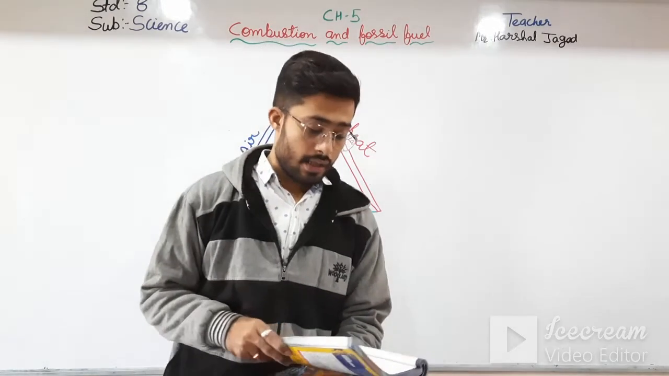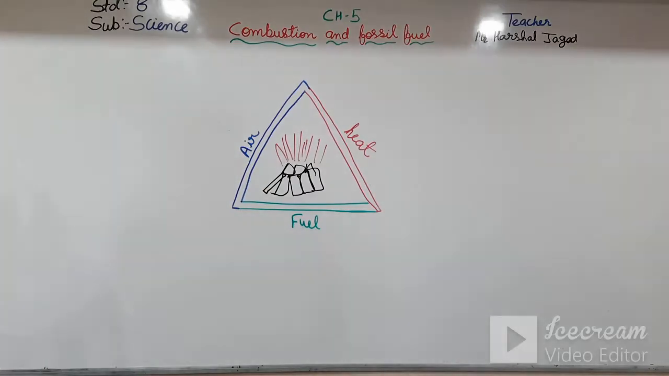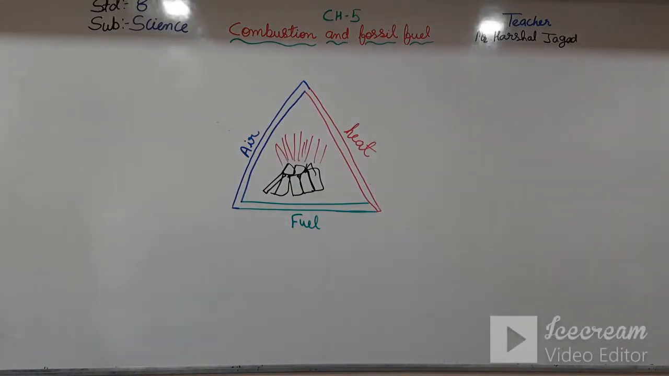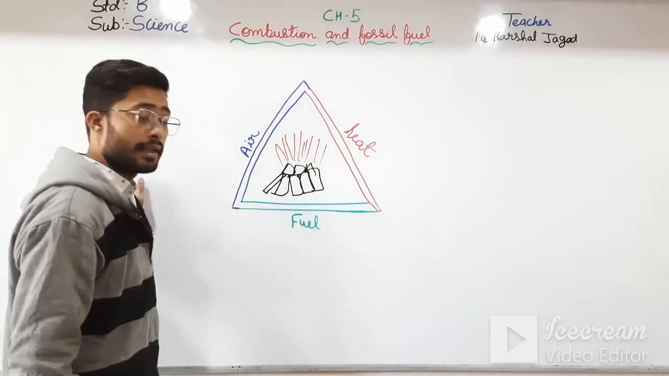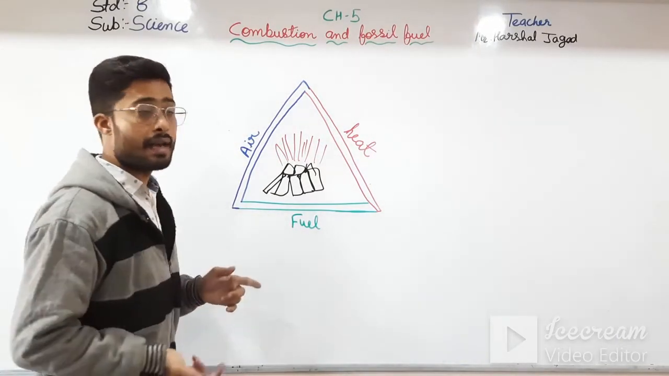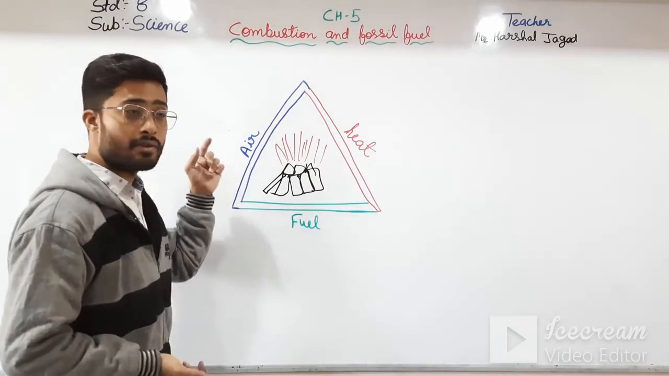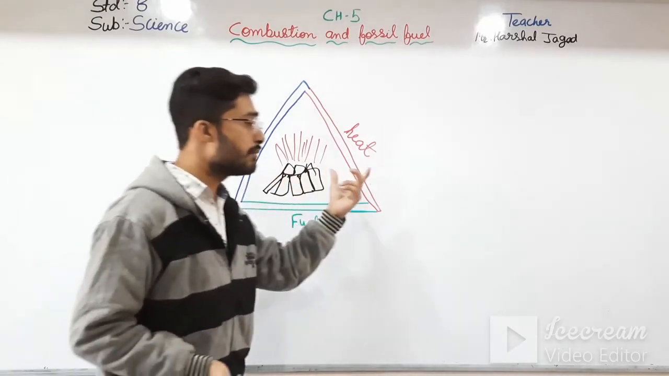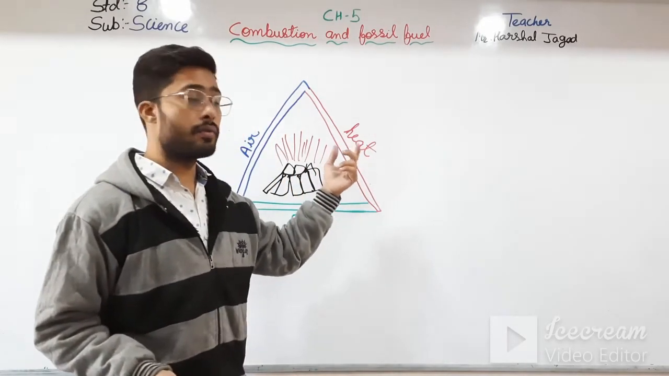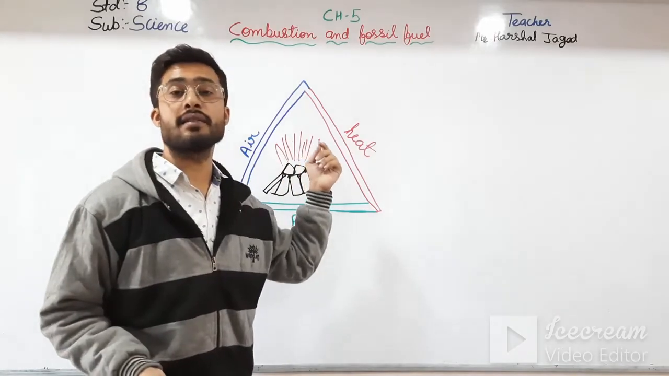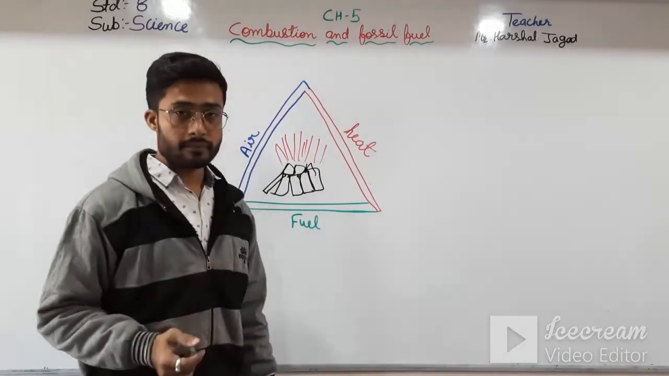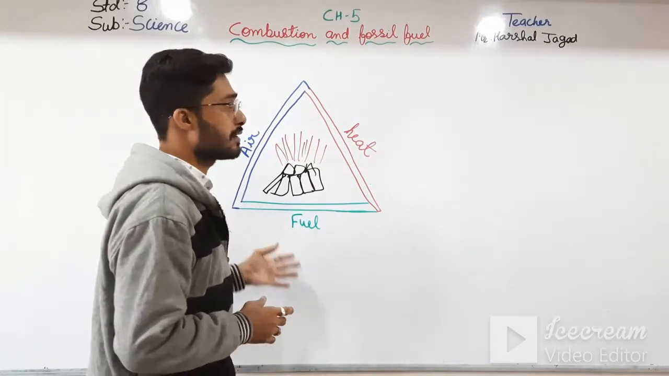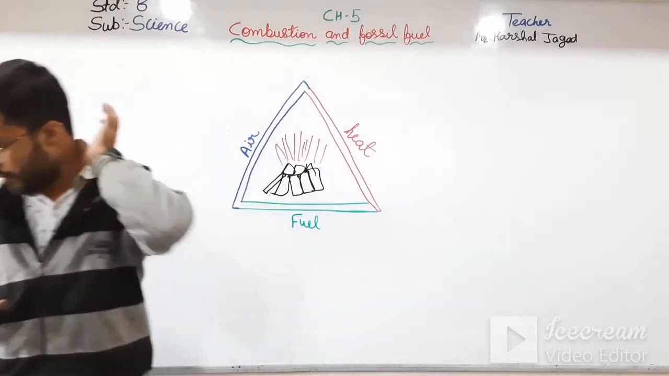So here we have seen the conditions necessary for the combustion. First of all, the fuel must be there. Then after fuel, the supporter is there, which is in the air, that is oxygen. And then a minimum amount of heat should be there so that it catches fire and starts burning. Okay students, so these are the conditions necessary for the combustion.